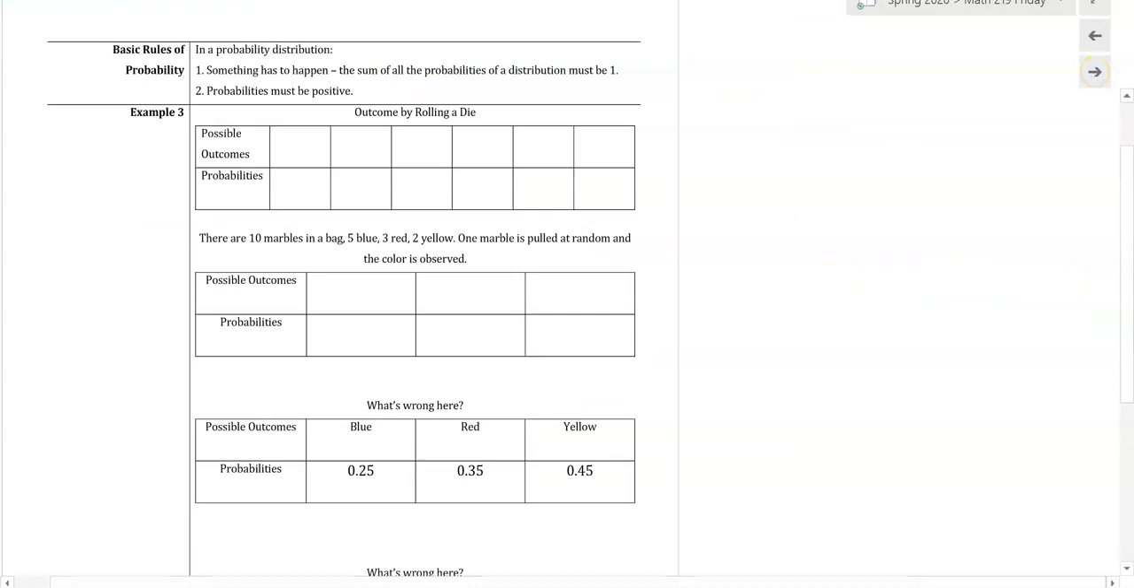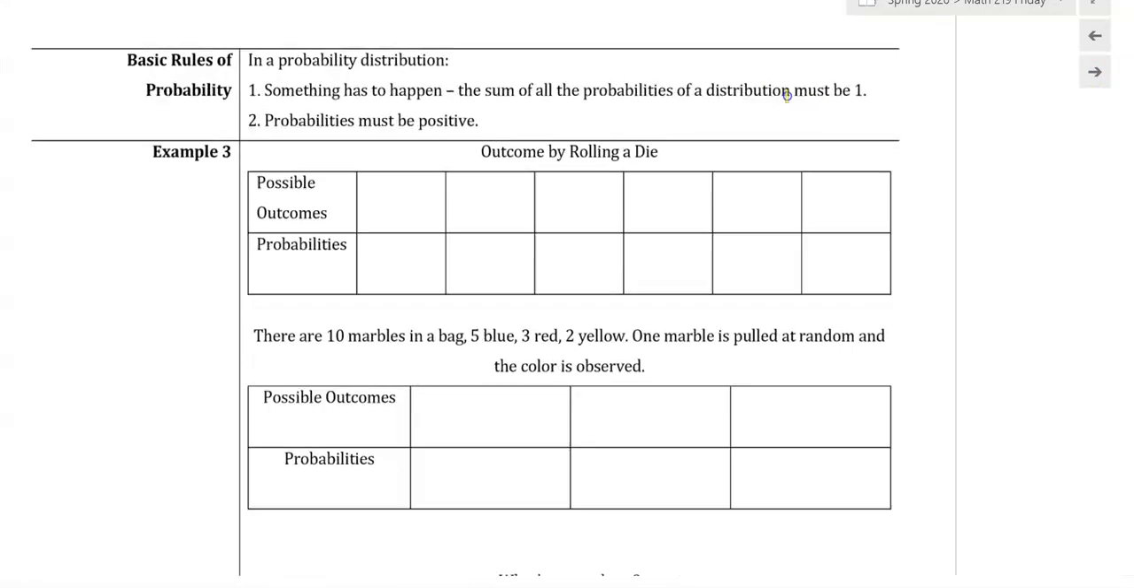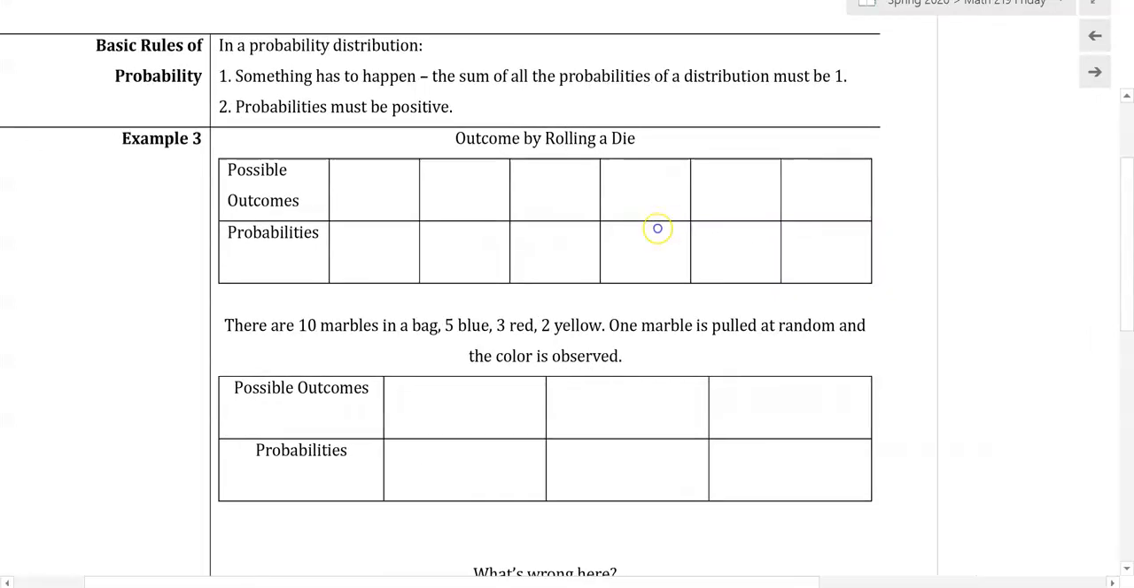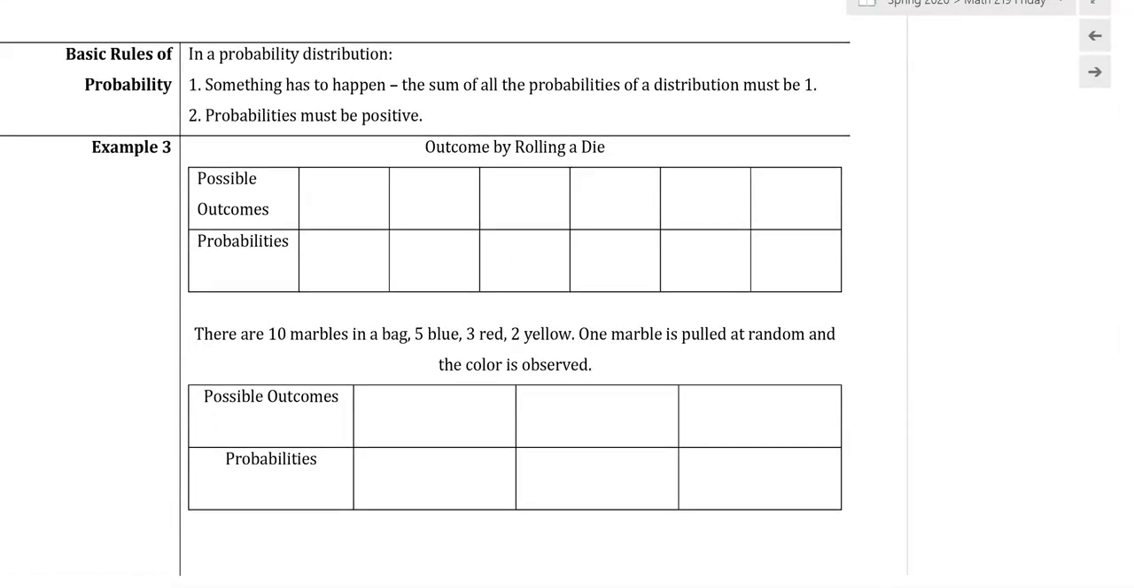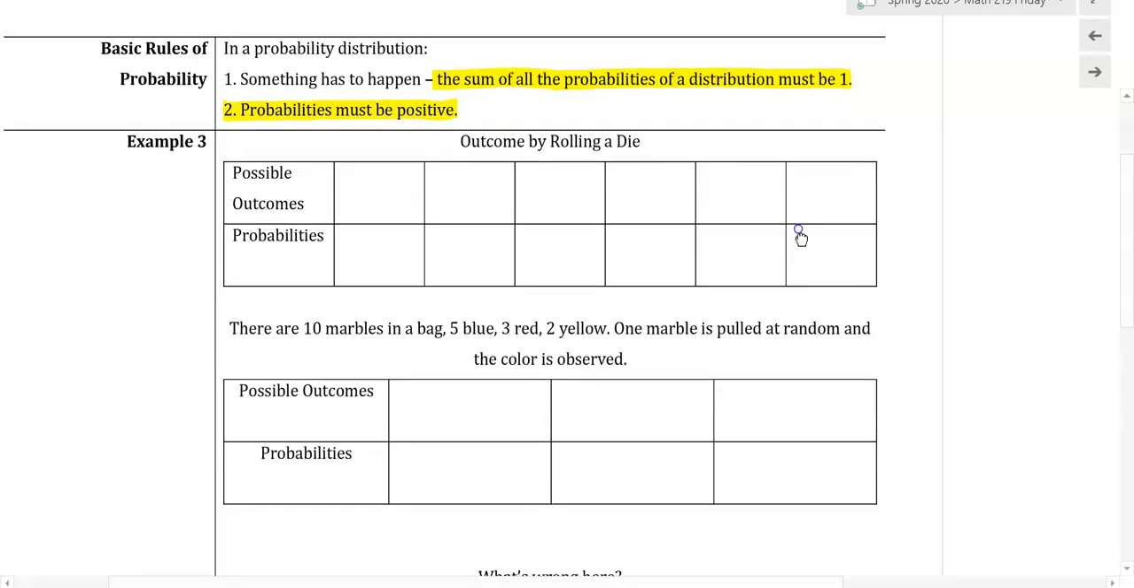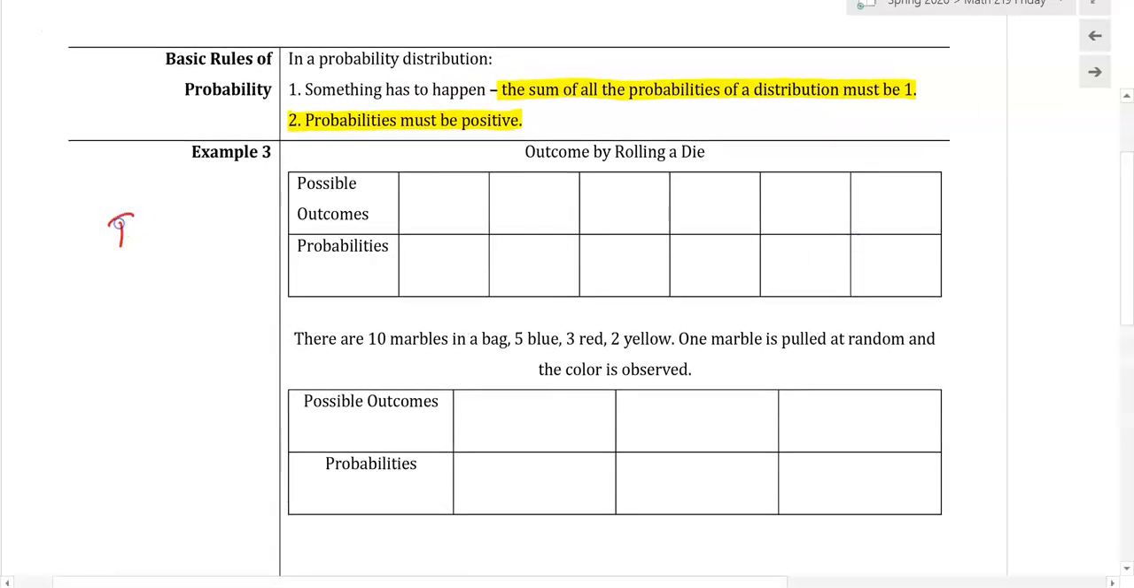So we have two basic rules that we must abide when talking about a probability distribution. So two things are going to happen. One is that the sum of all the probabilities will always add up to 1. Okay? In a probability distribution, the probabilities sum up to 1. And the next thing is that all probabilities themselves must be positive. So let's take a look at a probability distribution. We're going to build one right now.